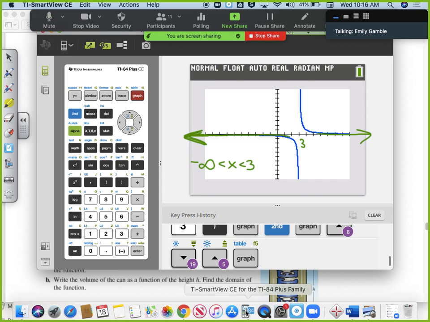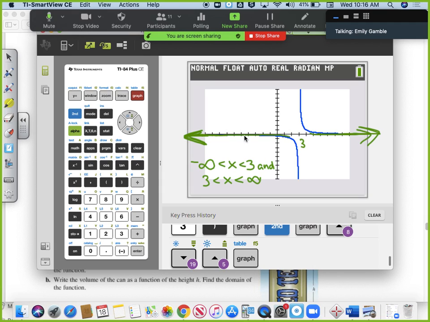And then it starts again at 3 over here and goes to positive infinity over this side. Now 3 is not included, which is why I don't have a less than or equal to symbol. So the inequality for the domain would be negative infinity is less than x is less than 3, and 3 is less than x is less than infinity.